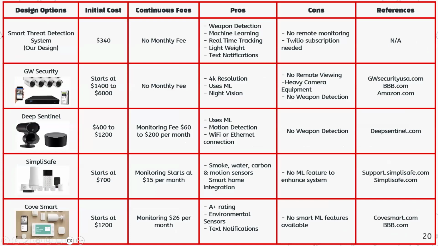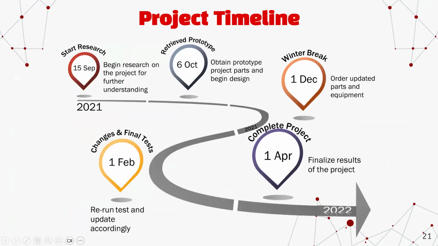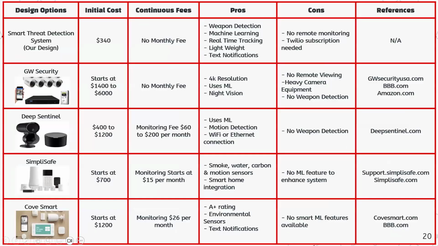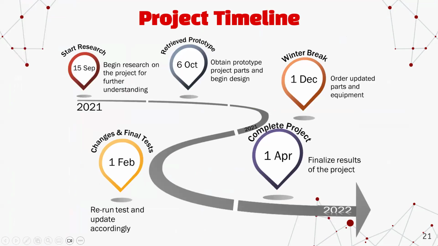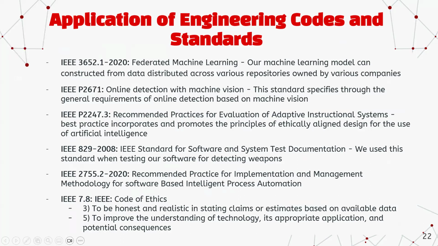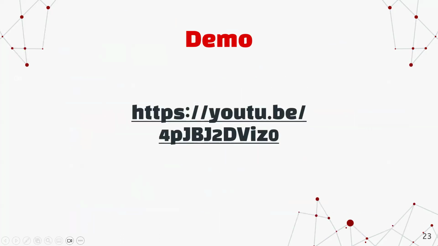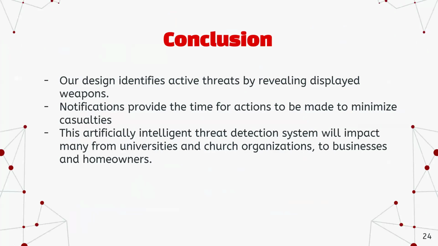This is part of the project. We had to do a product comparison, why we're good, market analysis, what we will charge, how we do this, and stuff like that. Not gonna get into that too much, but the crux of this was we're the only one with weapon detection. Got a timeline, some codes and standards that we abided by. We have the demo. I'm not gonna watch that right now. It's just me holding up a bunch of guns and watching it detect and then getting text messages.